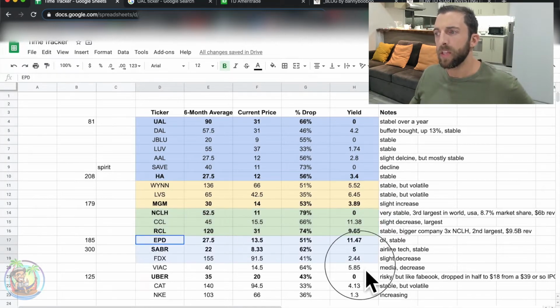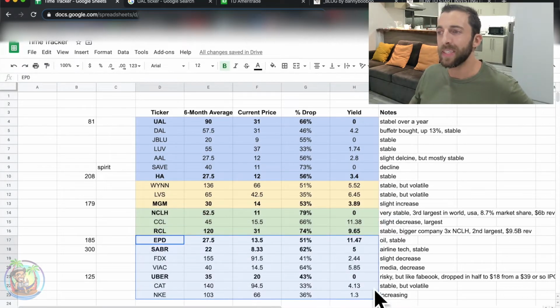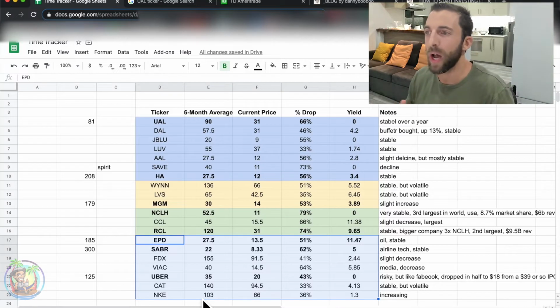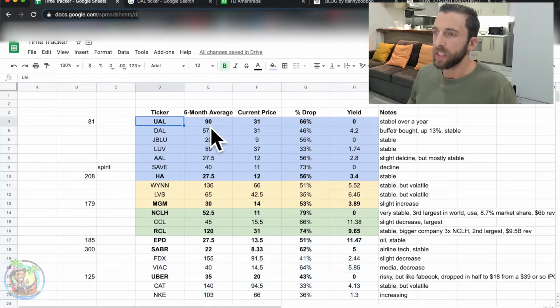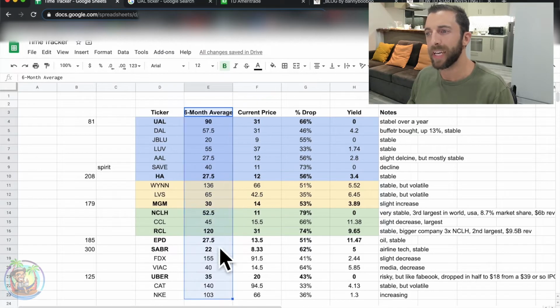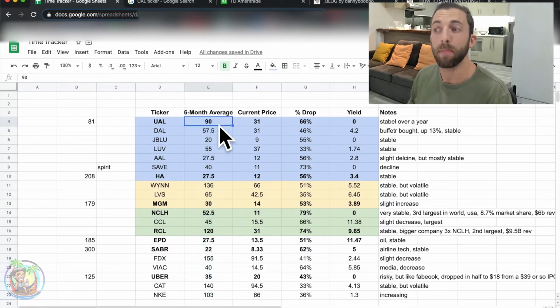Down here, these are just random ones, and we'll get to them in a second. I'm going to take you through my thought process on why I chose those that I chose. Those that are highlighted are the ones I will be investing in in just a moment. So this is United Airlines. Okay, so their 6 month average, I kind of took a rough 6 month average. It was about $90.